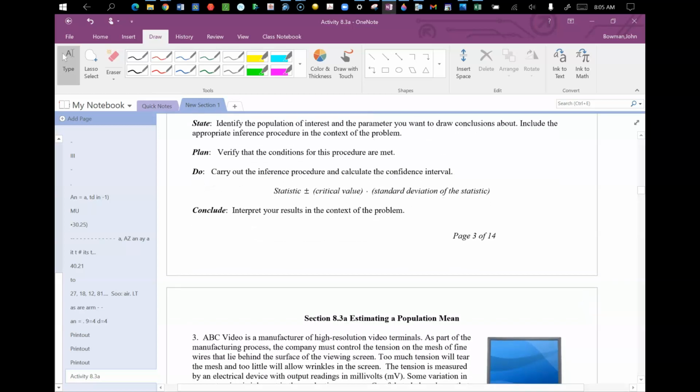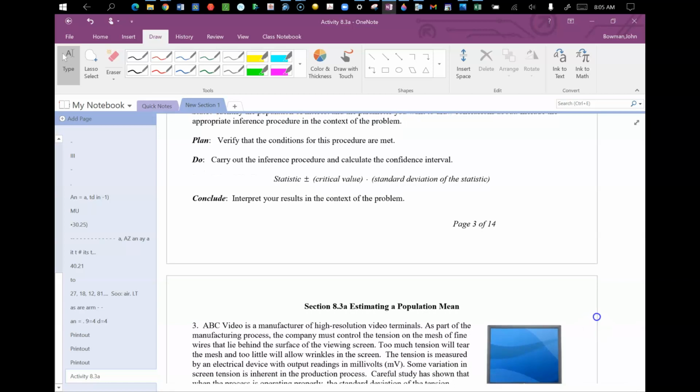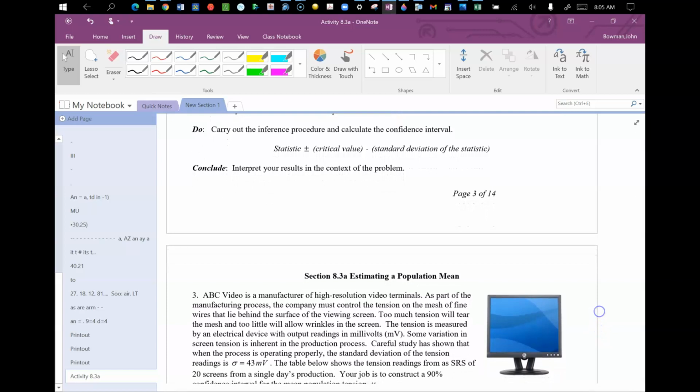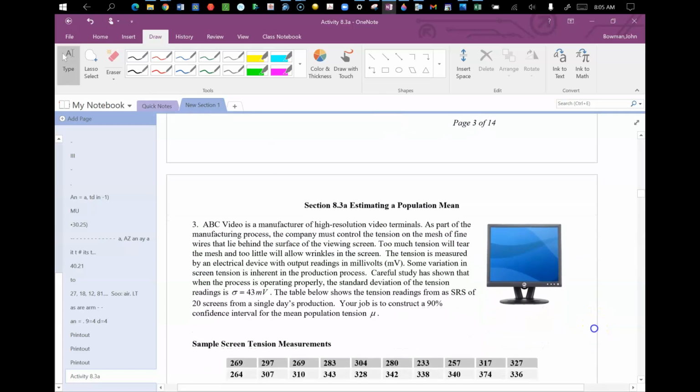Show your work. Don't bother writing down calculator commands. They will be ignored as if they're not even there. Show what you're plugging into each of the values, and then use your calculator's built-in z-interval function to calculate the confidence interval. And then conclude. Interpret the results based on the context of the problem.